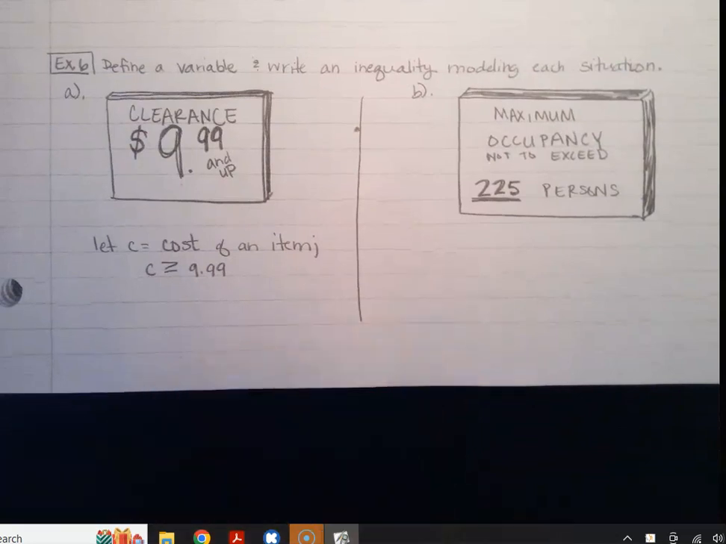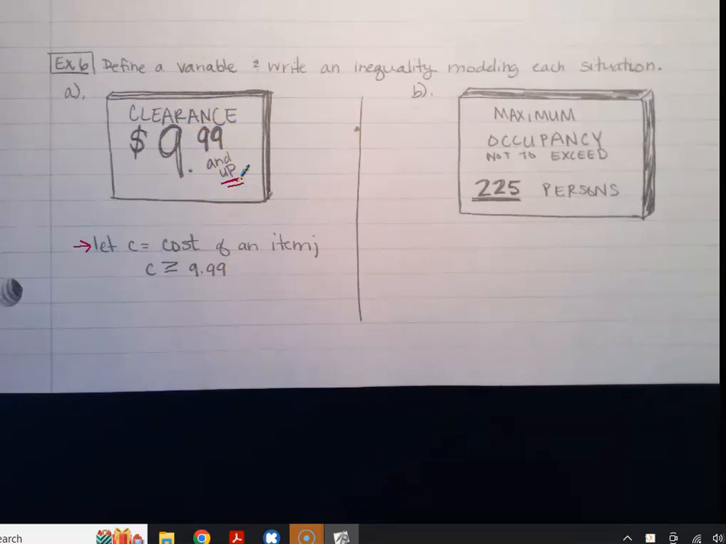So would we do the graphing on here? Nope. Because it says define a variable and write an inequality, modeling each solution. So the first one, I defined my variable right here. Let C, that's my variable, equal the cost of an item. And then my inequality, since my clearance is $9.99 and up, C has to be greater than or equal to $9.99.